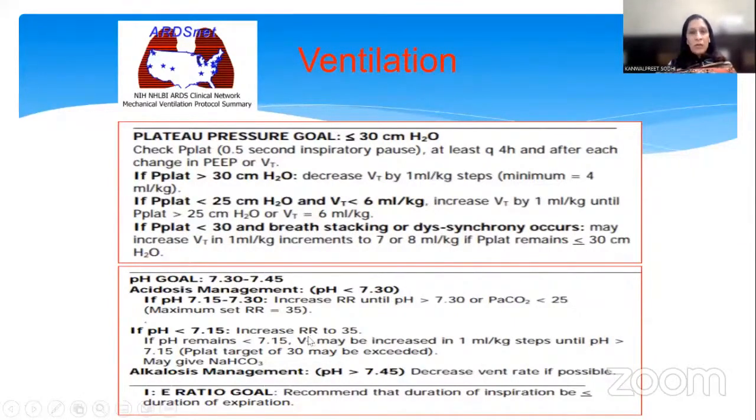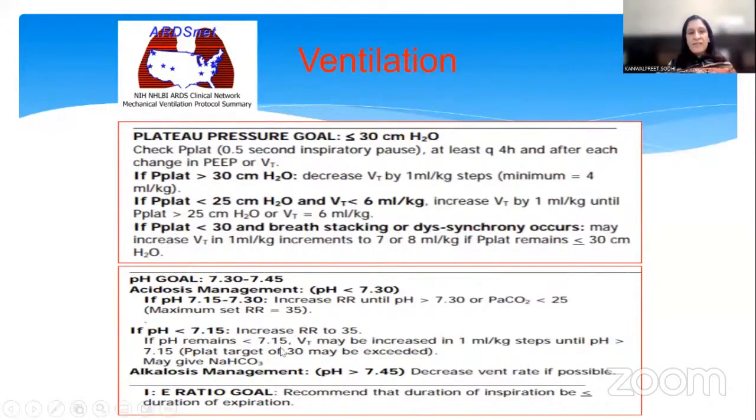The pH goal we have talked about should be more than 7.30, but we do not want an alkalotic pH also. So we target 7.30 to 7.45. If pH is less than 7.30 up to 7.15, we start increasing the respiratory rate until pH is more than 7.30 or PCO2 is less than 25. And the maximum respiratory rate that can be set is 35. If pH is less than 7.15, herein we can use bicarbonate and increase the respiratory rate to 35.